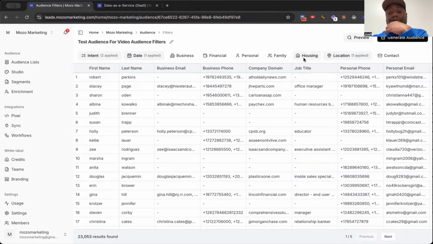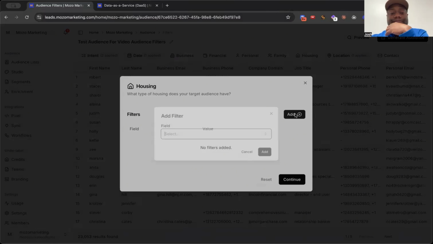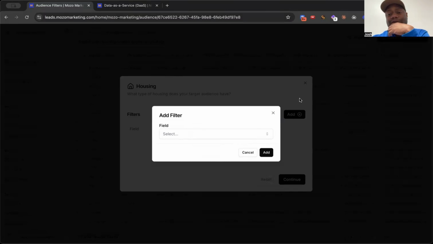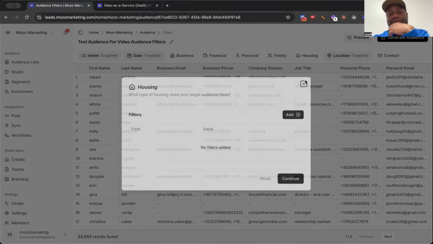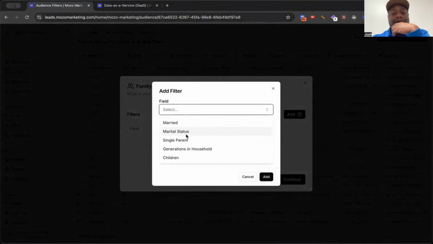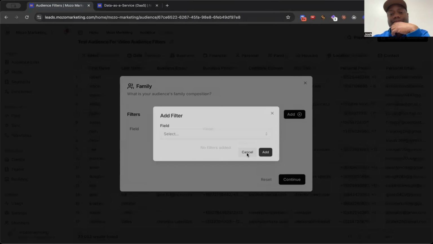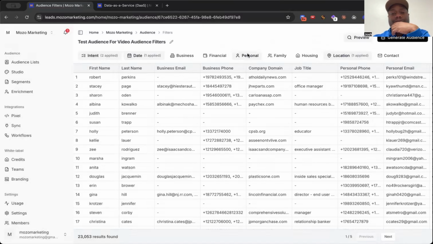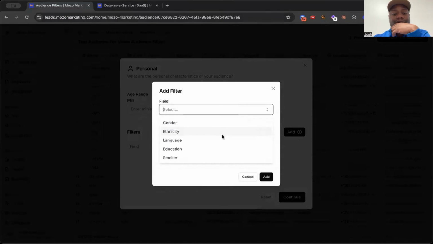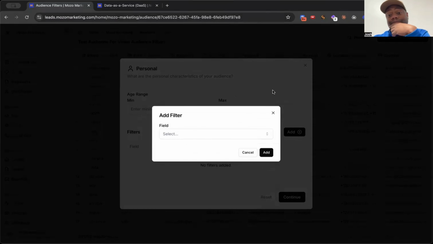I mean, you could do so many different options, like year built. Let's say if you were a contractor, there are so many different options we could choose from. Family: how many people are in the family? Are they married, single? Do they have children? Personal information, what's their age, additional filters, ethnicity, gender, language, education.